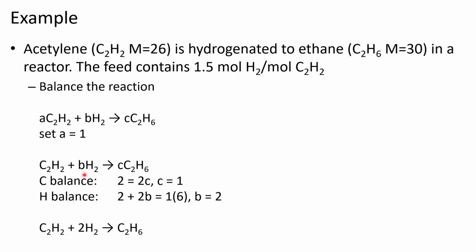Now, if we balance hydrogen, there are 2 hydrogens for each acetylene, so it'll be 2 times 1, the coefficient for acetylene. And we're going to add to it the number of atoms of hydrogen associated with the hydrogen molecule times the coefficient for the hydrogen molecule, which is B. So we have the amount of hydrogen atoms in the reactants is 2 plus 2B. We'll set that to the hydrogen that's in the products, which is just going to be the value of C, which is 1, times the number of hydrogen atoms in the species, which is 6. We can solve this to find B is equal to 2. Now, the balanced chemical reaction is given by 1 acetylene reacts with 2 hydrogen to give 1 ethane.